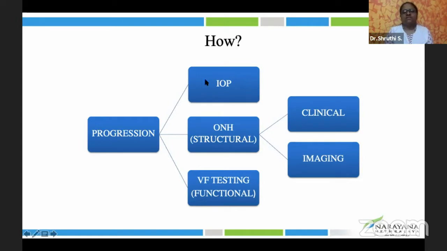Although we know that higher IOP fluctuation and higher presenting IOP are more likely to progress, both functionally and structurally. So repeated visual field testing is important to establish a good baseline and to detect the progression. Along with that, structural assessment like optic disc drawing or imaging is also essential to know the structural progression. We still don't know which progression starts earlier, structural or functional. Usually we see structural progression first, then we see the functional progression.